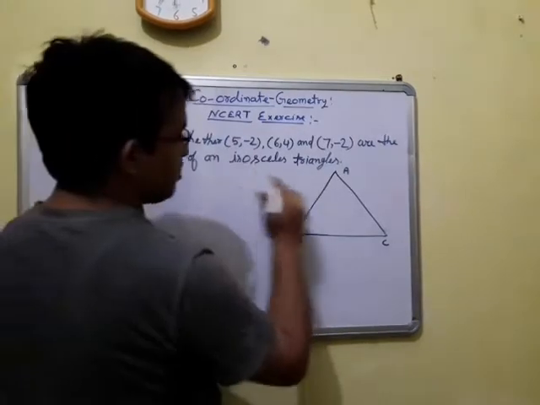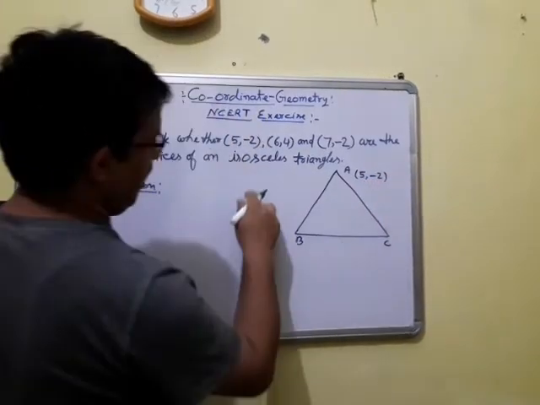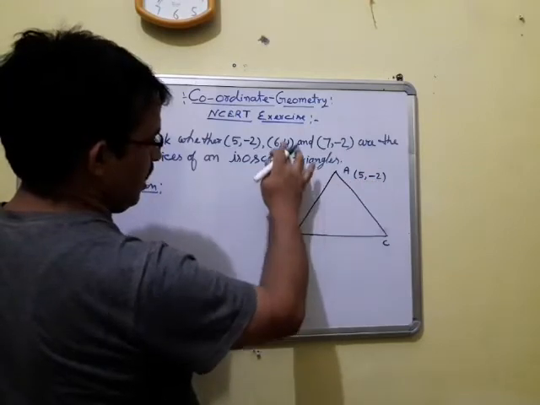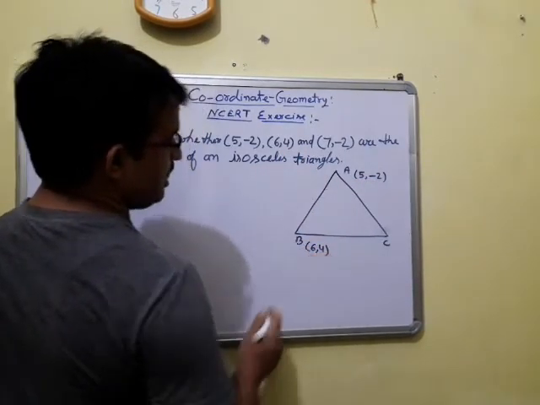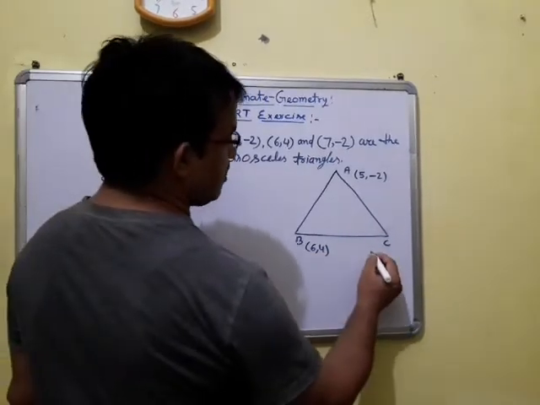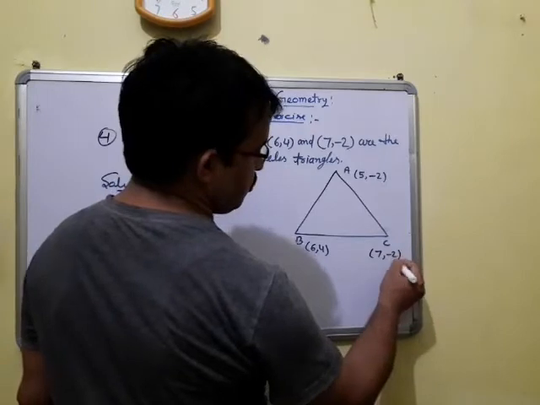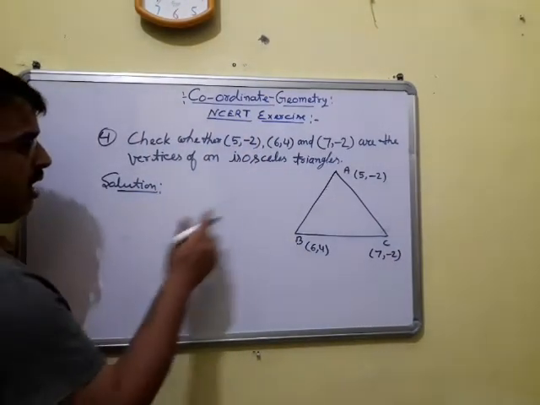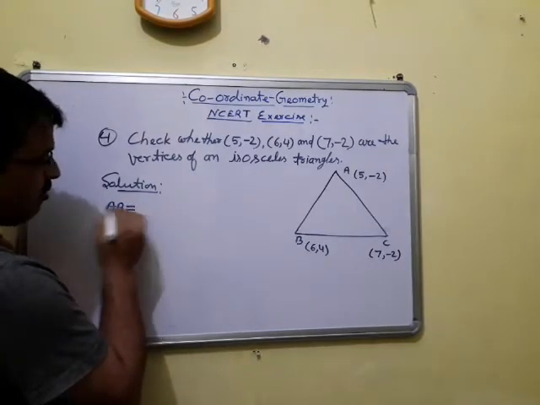Here A's coordinates are 5, minus 2, and B's coordinates are 6, 4, and here C's coordinates are 7, minus 2. Clear? First we find the distance between A and B.